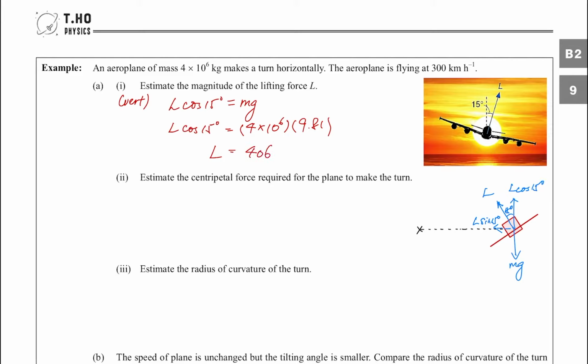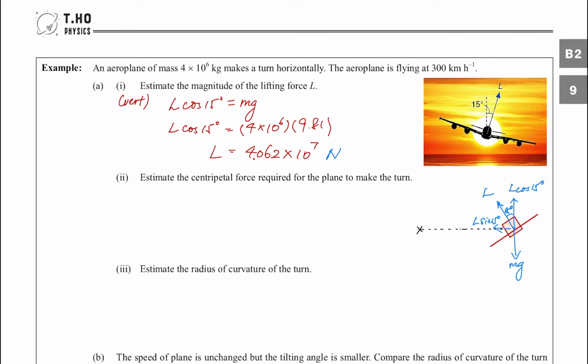So solving this, we would have L to be 40624. Okay, let's put it in scientific notation: 4.062 times 10 to the power 7. We are talking about the lifting force, so the unit is Newton.